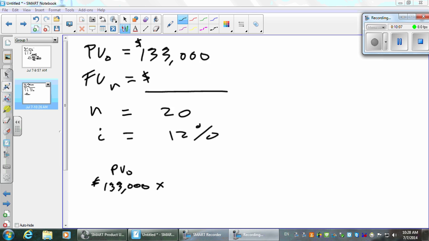I'm going to take it times what? 1 plus the interest rate, raised to the number of periods. And that's going to give me my future value, that number of periods out there. Well, what do I got?